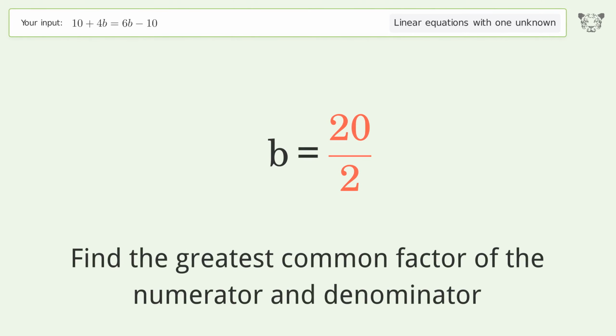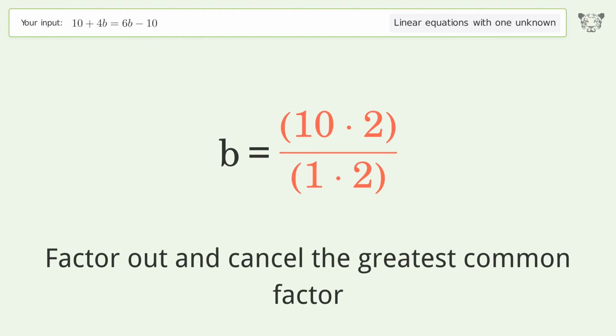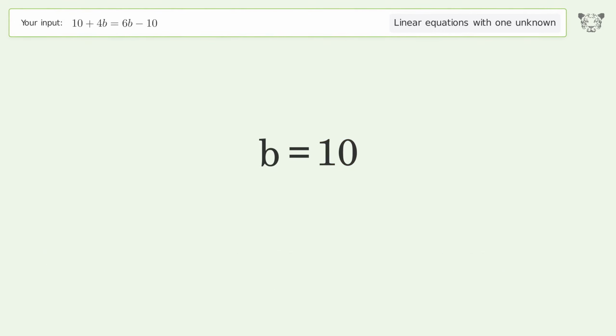Find the greatest common factor of the numerator and denominator. Factor out and cancel the greatest common factor. And so the final result is b equals 10.